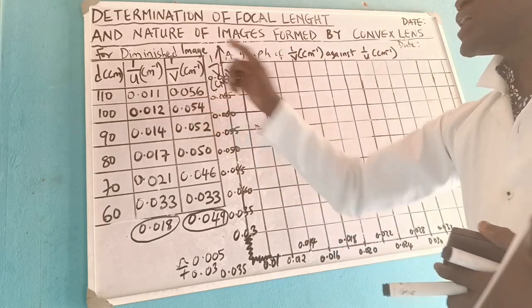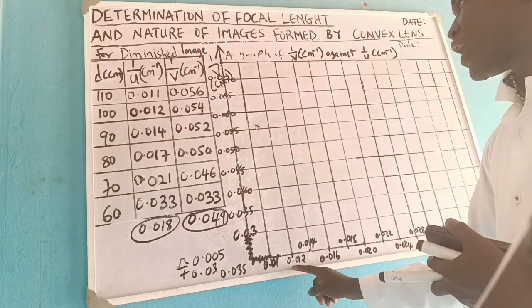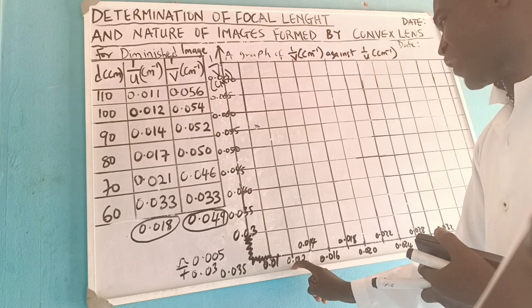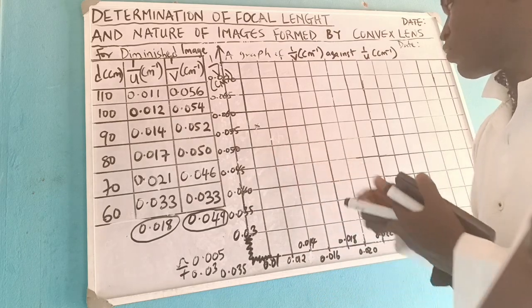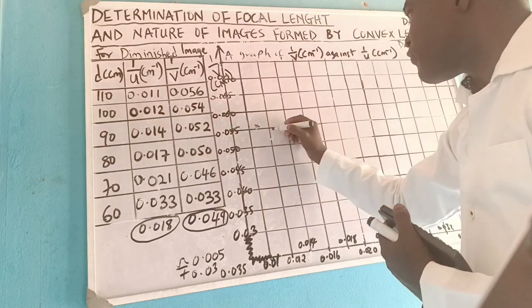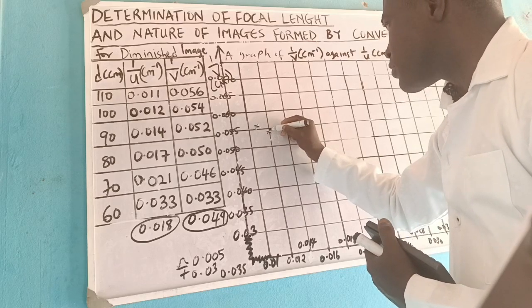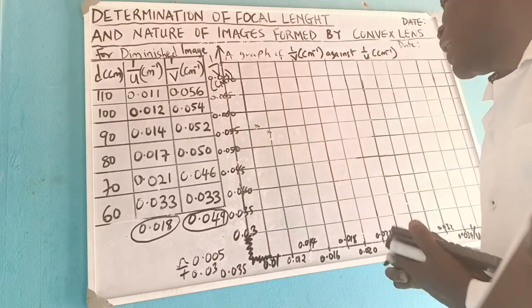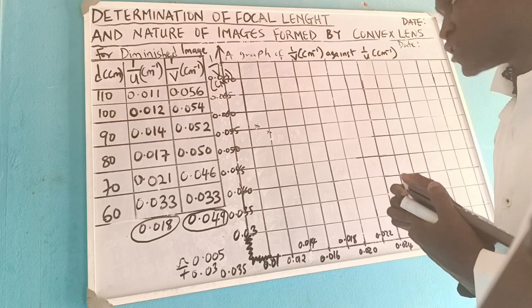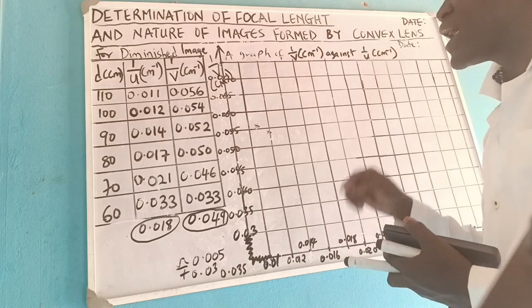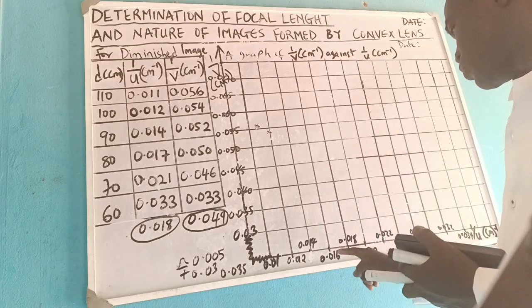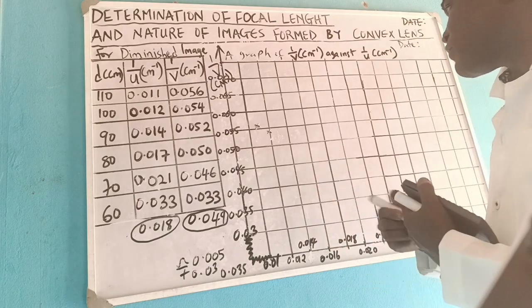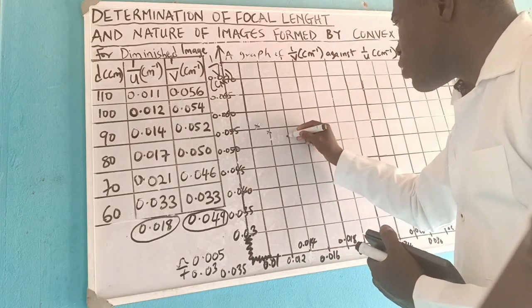We go again. We say 0.012 against 0.054. 54 should be somewhere here. Then we go again. 0.014 against 0.052. 0.052. That would be somewhere here.